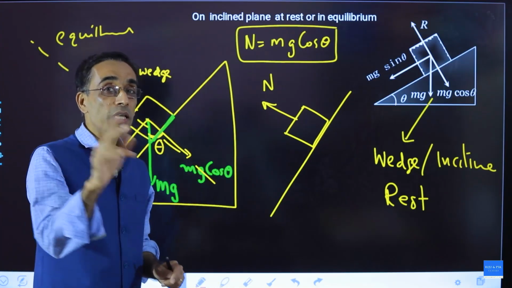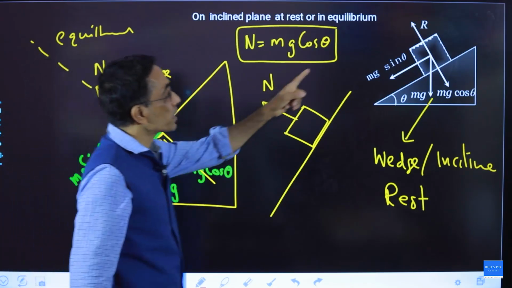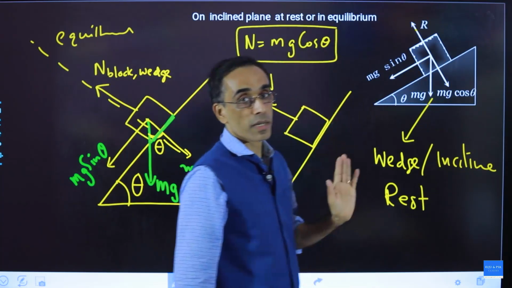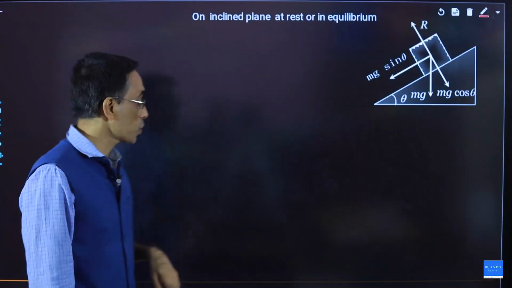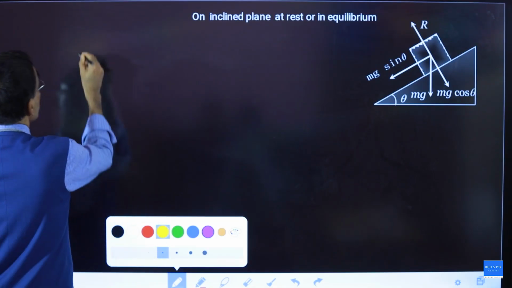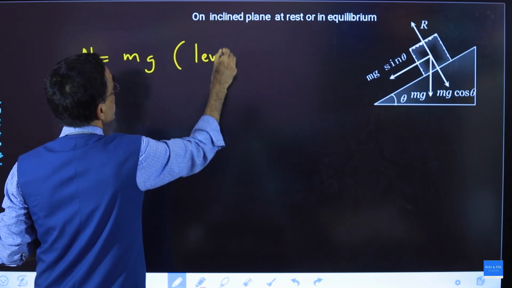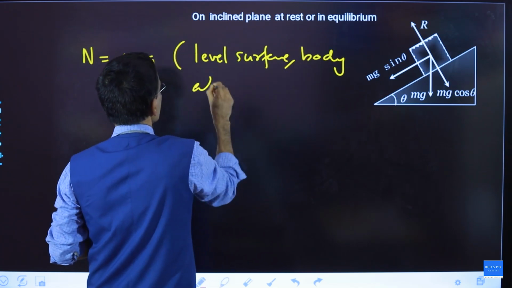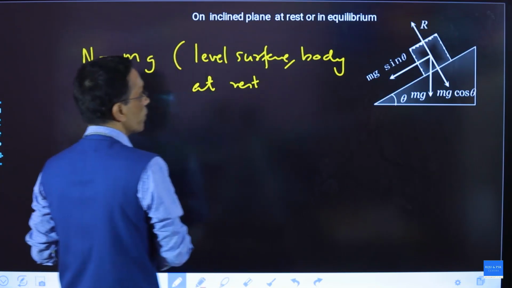On a horizontal surface, N equal to mg. On an inclined surface, N equal to mg cos theta. But the condition is that along this line it should be at rest. In this direction it can move, but in this direction it should be at rest. Okay. So, I gave you two equations, N equal to mg and N equal to mg cos theta. I am writing the equations again, very important equations, because repeatedly this will come in questions. Where is N equal to mg? Answer, level surface, body at rest, or it can even be uniform motion; it should be in equilibrium.